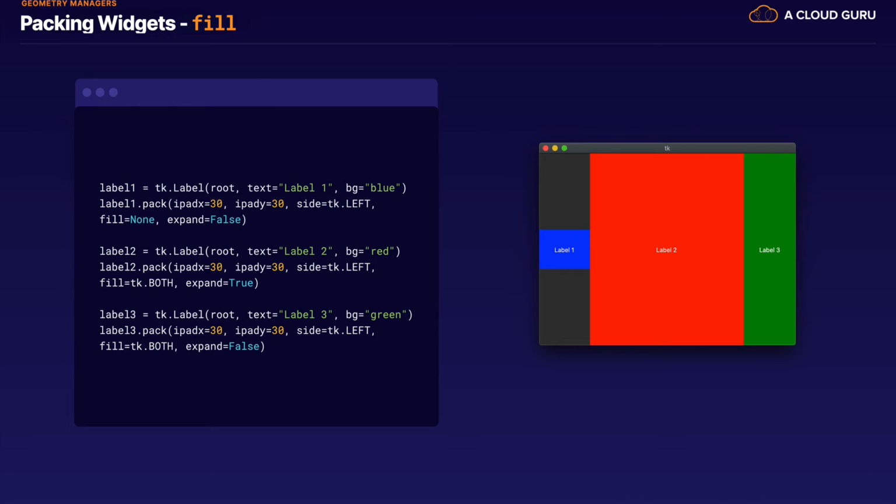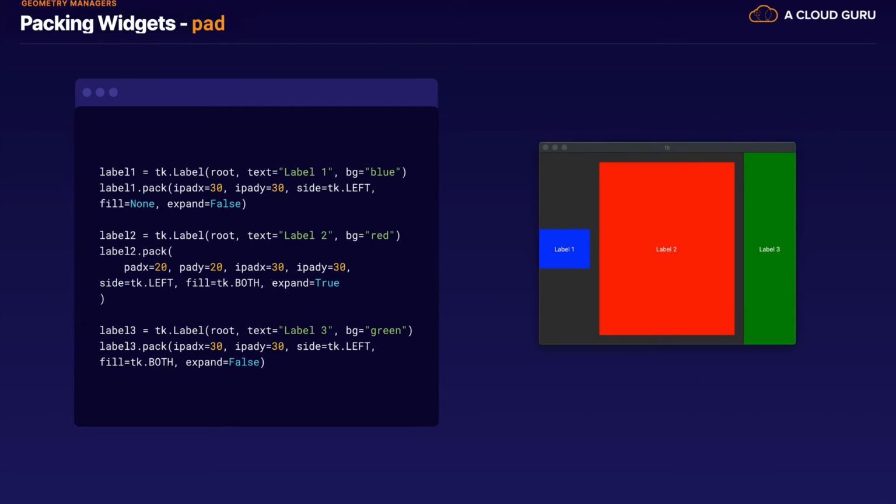But you'll see that for label 3, we are also filling in both directions, but since it is not set to expand, it doesn't take up any extra space left to right, but it has some empty space available to it in the Y plane there. So it can actually change to be taller.